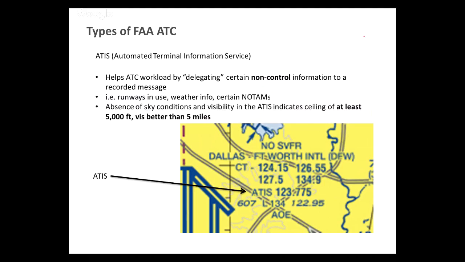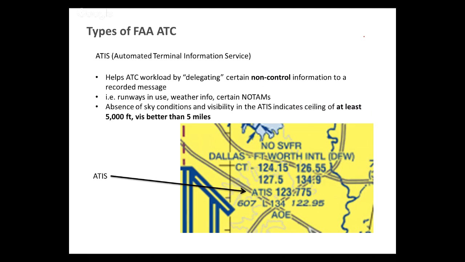Okay, another air traffic control tool, a little bit different than the air traffic control we've been talking about, is what's called an ATIS, Automated Terminal Information Service. The ATIS is an air traffic control frequency where the governing controlling agency, which is typically an airport, will delegate non-control information to a recorded message. This is very similar, by the way, to the unicom frequency we just discussed in principle. It's not the same type of service, but in principle, it's got the same idea.